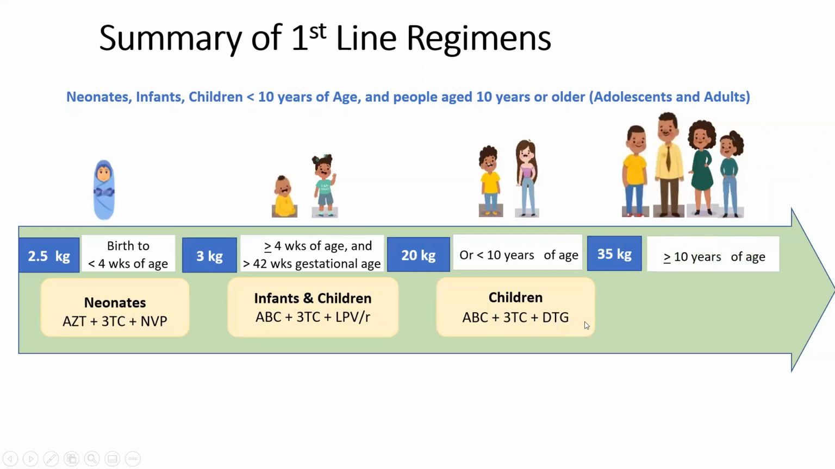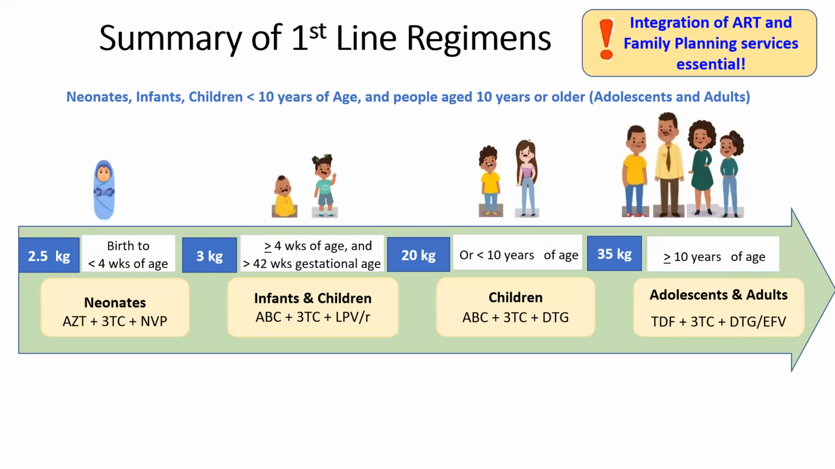Now, when these children's weight is above or equal to 35 and they are 10 years or above, they can qualify for TLD. So this is the summarized sequence in terms of how these children converge in terms of their ARVs until they get to TLD.